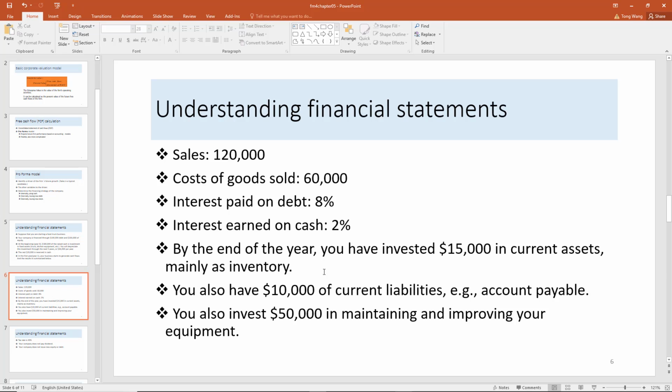Let's say this is your inventory. And you have also accumulated $10,000 in current liability. So these are accounts payable. Think of this as your credit card bill, or your credit card balance. You also have invested $50,000 in maintaining and improving your equipment. This is like the money you spend on maintaining your truck or buying new kitchen equipment and so forth. That's the year 1 capex basically.